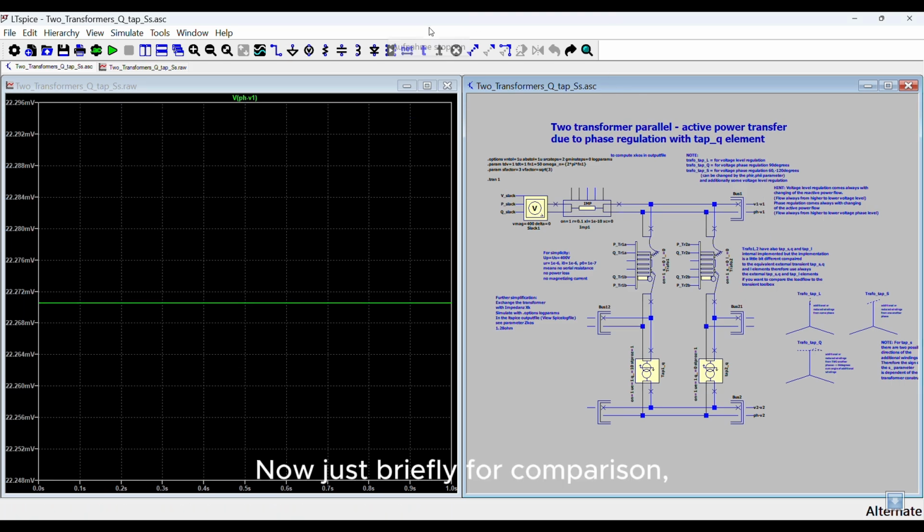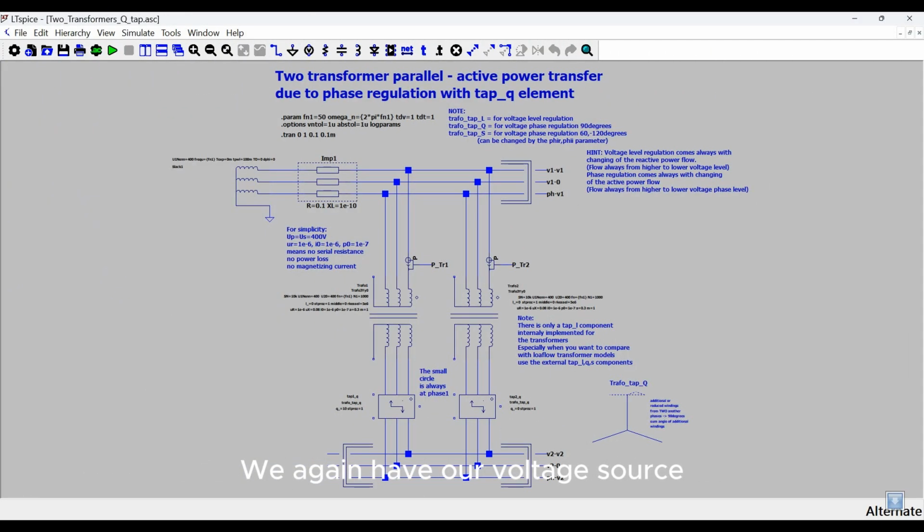Now, just briefly for comparison, the same circuit with the transient toolbox. We again have our voltage source, the two transformers, and the external transformer controls. In front of the transformers are the measurements for the active power. I will now start the simulation.